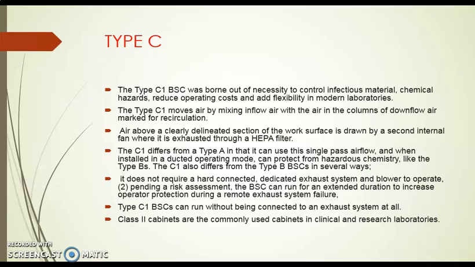The Type C1 BSC was born out of necessity to control infectious materials and chemical hazards, reduce operating cost and add flexibility in modern laboratories. This Type C1 moves air by mixing inflow air with the air in the column of downflow air. So, this C1 differs from a Type A in that it can use single pass airflow, and when installed in ducted operating mode, it can protect from hazardous chemistry like Type B's.